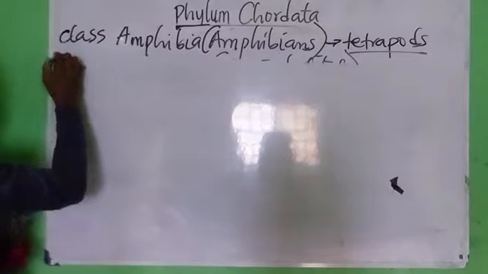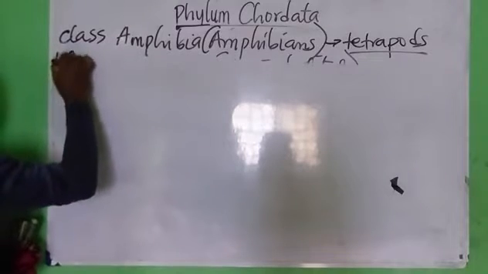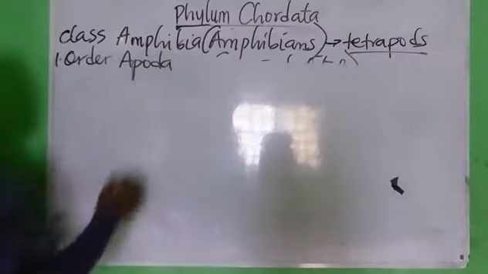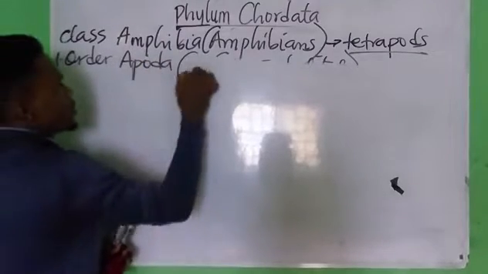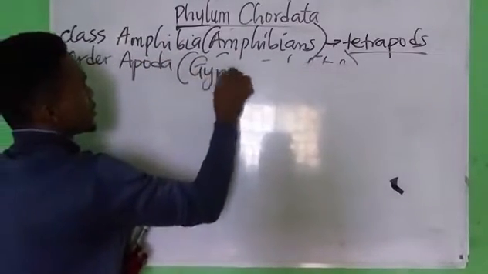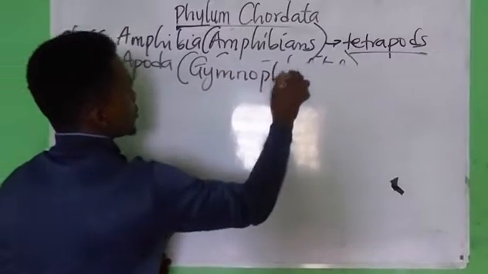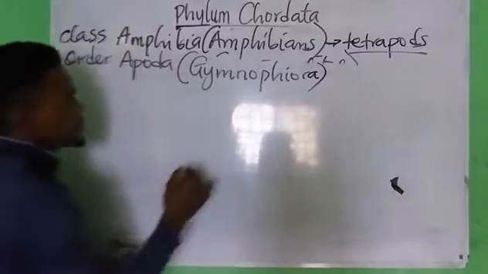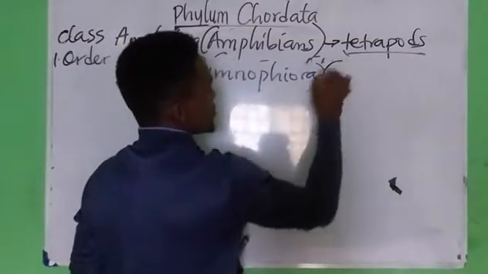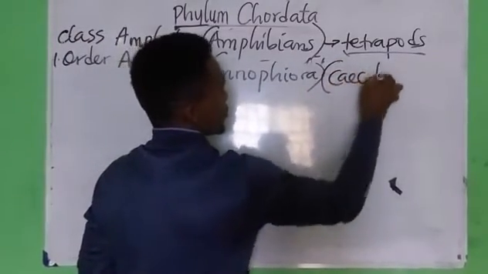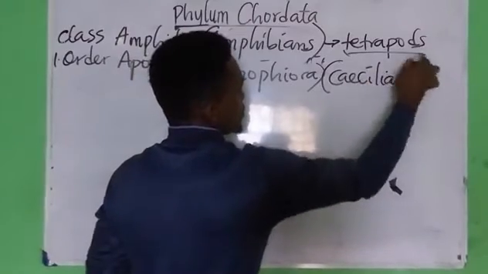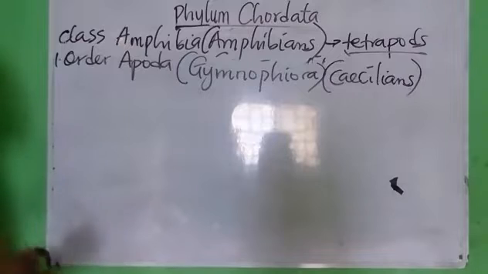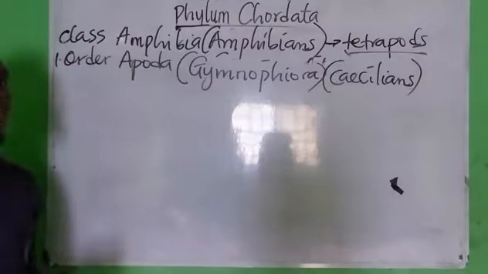Now we have first order called order Apoda. If I don't call it order Apoda, I'll call it order Gymnophora, okay? Please, this is where the Sicilians belong. Sicilians belong to order Apoda. Now, what are the features of order Apoda?